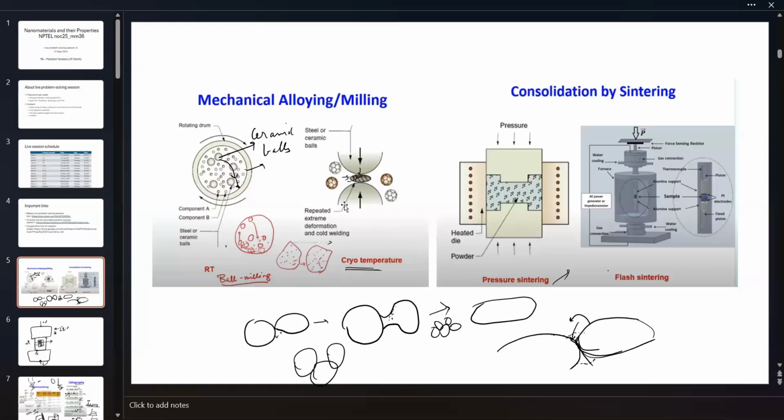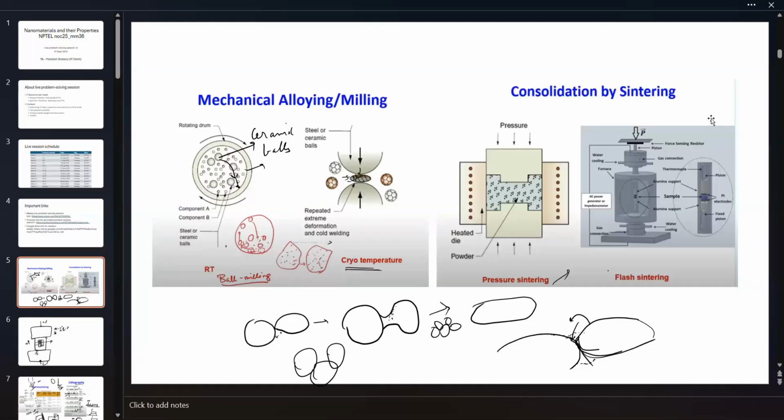But if your material is very ductile, this ball milling doesn't really work. It will just have plastic deformation in the particles. You want to actually break them into smaller and smaller chunks to get nanomaterials. Then you use cryogenic temperatures. So you cool down the sample, making it more brittle. For brittle materials, this method is okay.